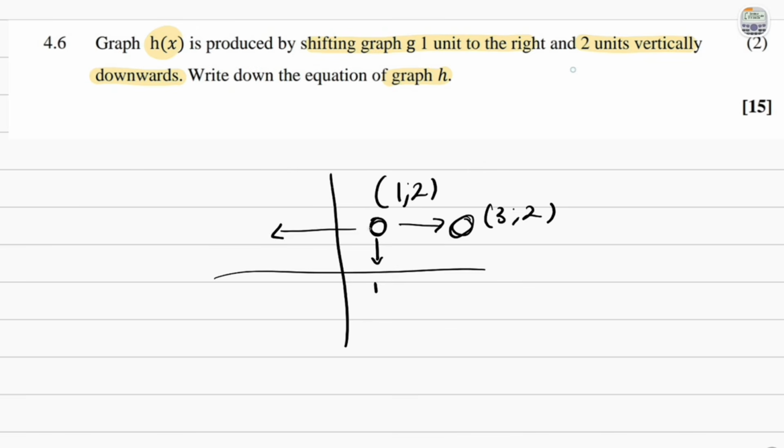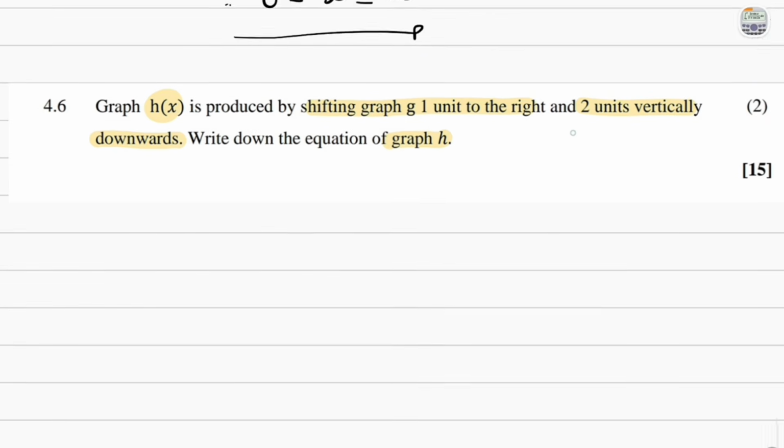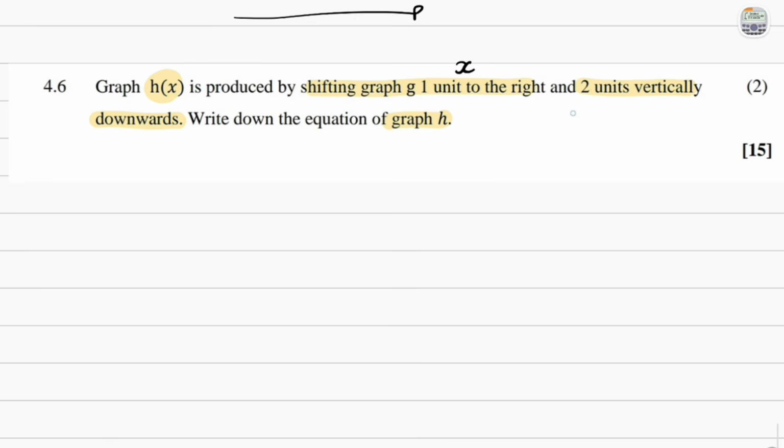If you move a graph to the left or the right, it changes the x value. And if you move a graph up or down, if we move this graph down by 1 unit, it will become 1 and 1. You see how only the y value changed. So moving a graph left and right affects the x. Moving it up or down affects the y.